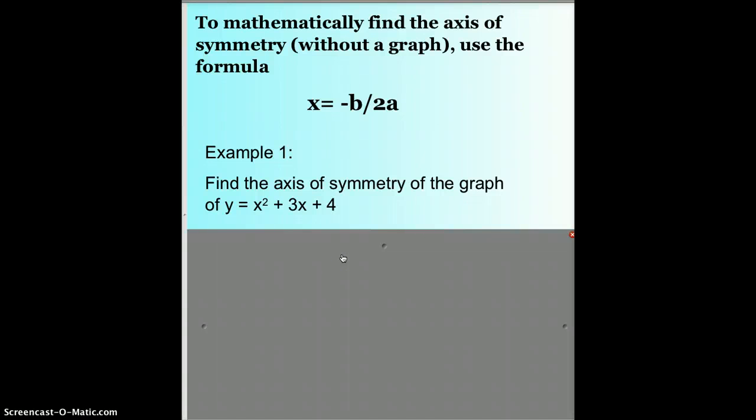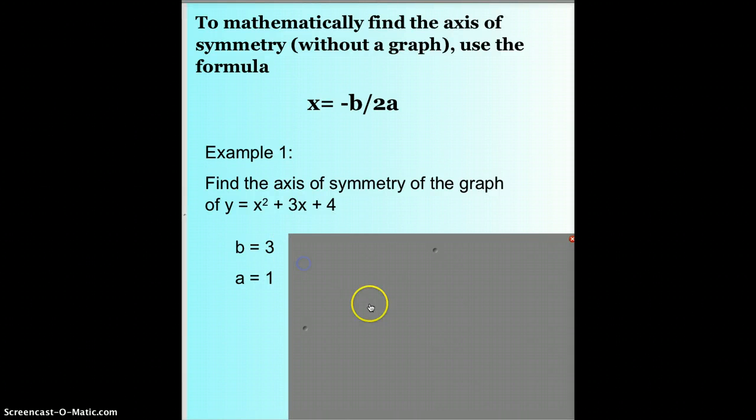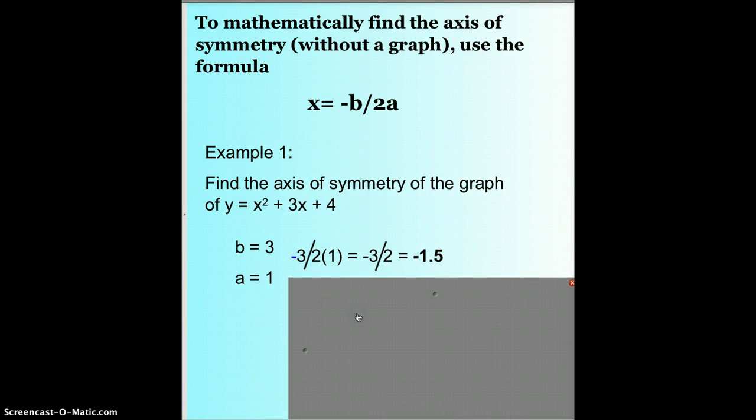So first I have to find the value of b and the value of a in this equation. We see that b is 3 and a is 1. Now we can plug this into the formula. -3 over 2 times 1. 2 times 1 is 2, so I have -3 over 2, making my axis of symmetry -1.5.